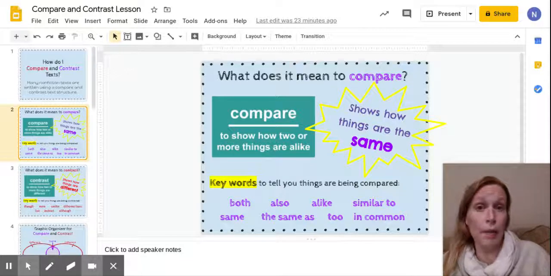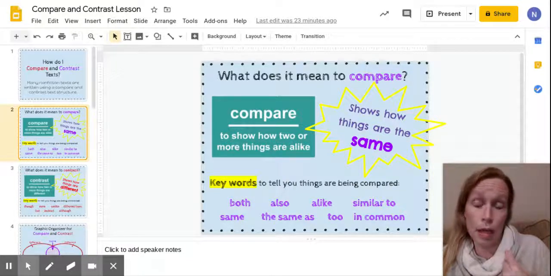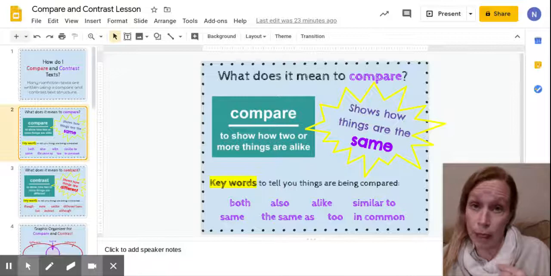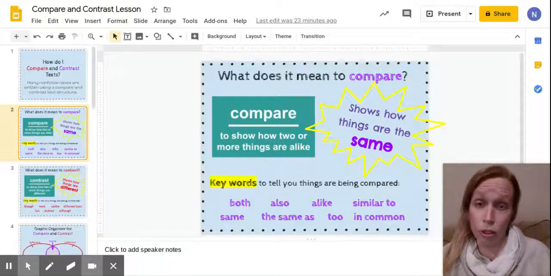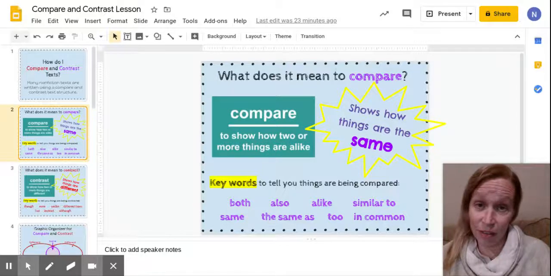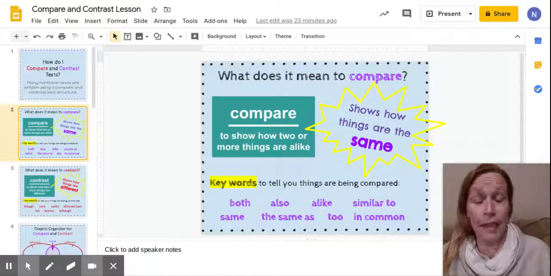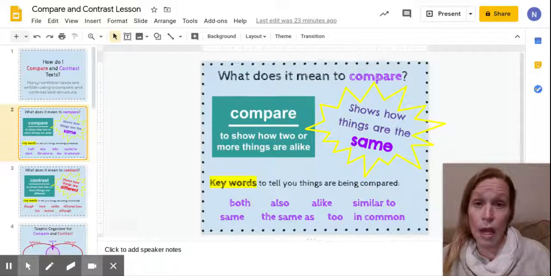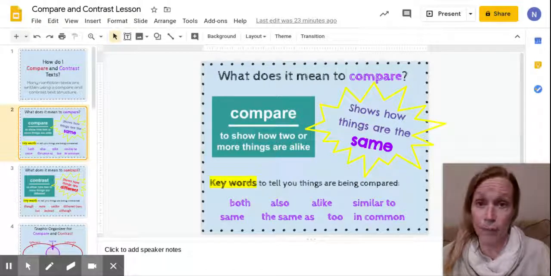So how can we compare you and me? Things that are the same about you and me are that we both live in New Jersey. We are both in quarantine right now. And that we both usually go to Mount Arlington Public School every day for school.